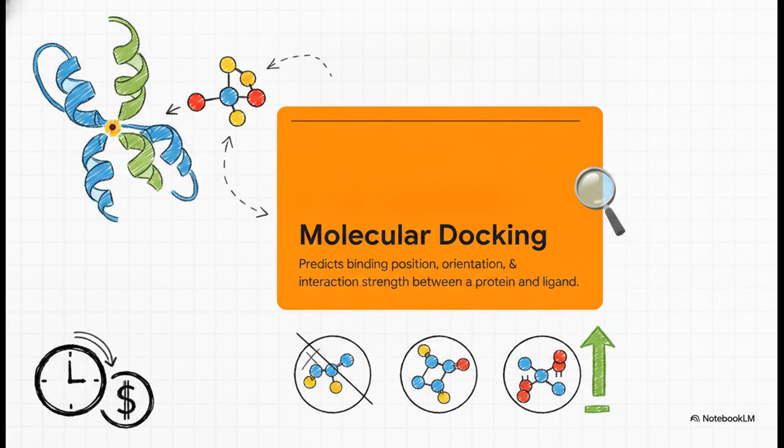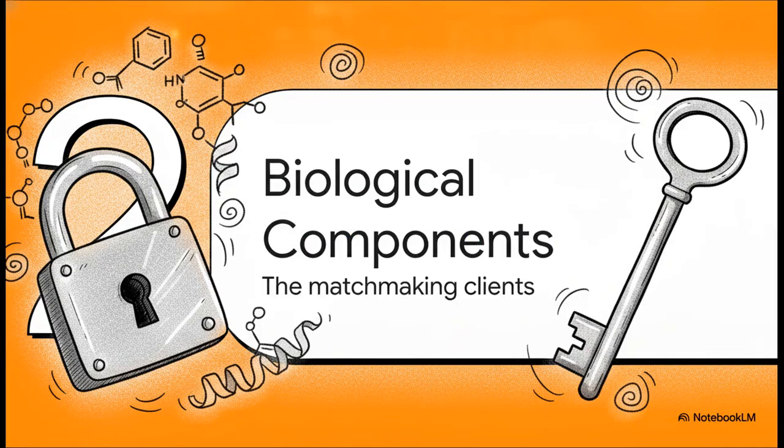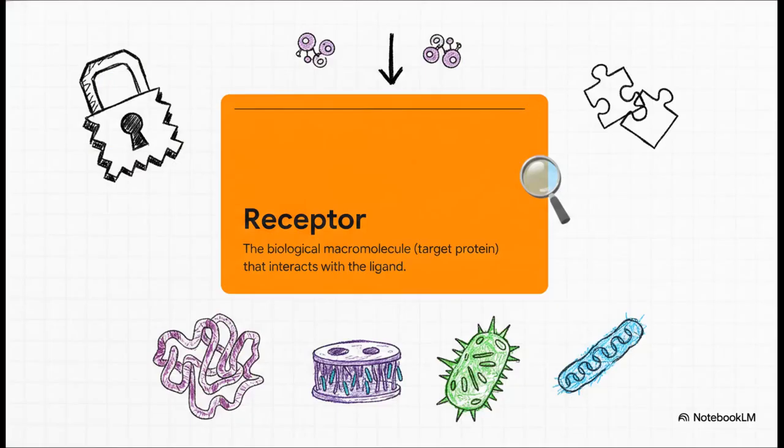This is a massive deal because it saves unbelievable amounts of time and money, helping researchers prioritize only the absolute most promising candidates before heading into the lab. Section 2. The core biological components. The matchmaking clients. To really get this, let's meet the clients in our microscopic matchmaking scenario.